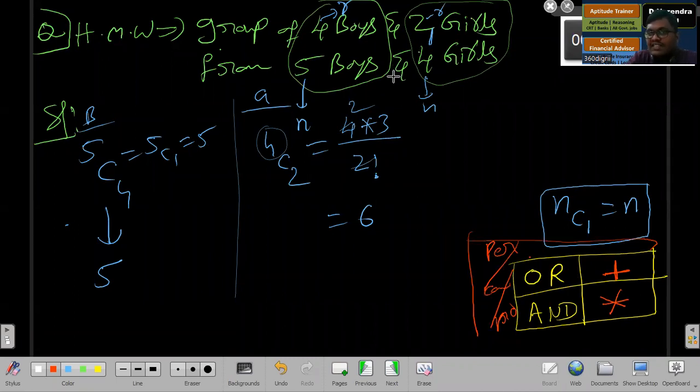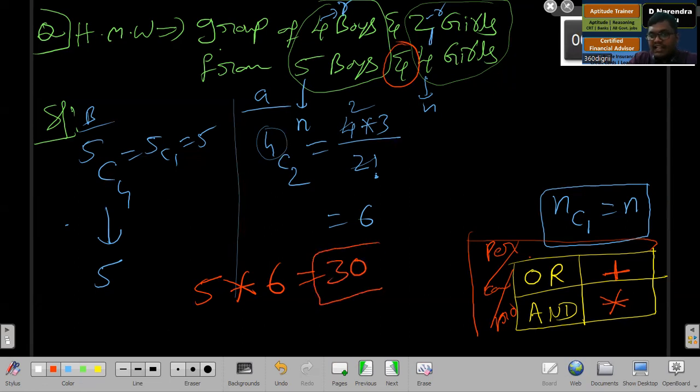Here we have four boys and five girls. What we have to do, guys, now? Addition or multiplication. Good, Prashant. Five ways for boys and six ways for girls. 5 times 6 is 30. If you did a mistake now, you never forget it. Don't worry. Now, is it clear for all?